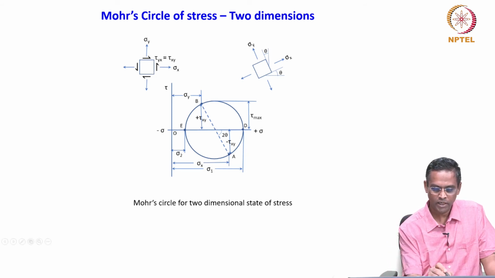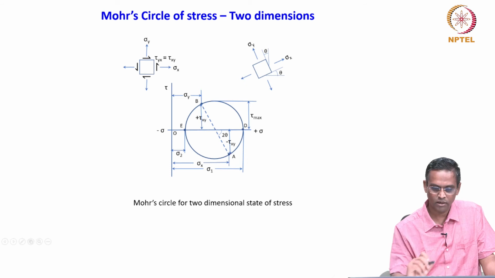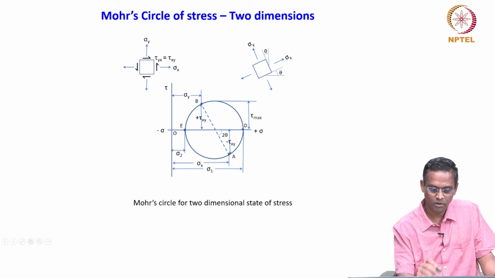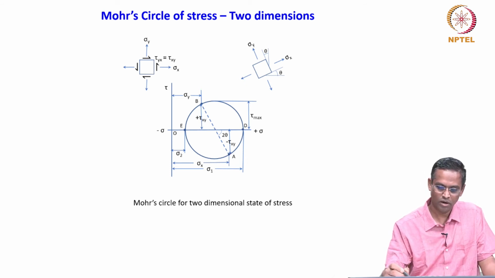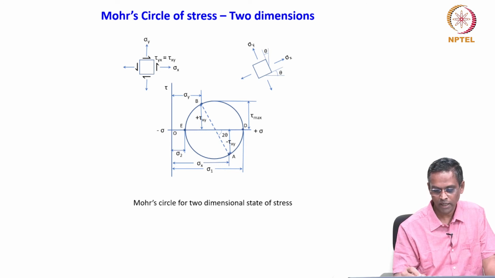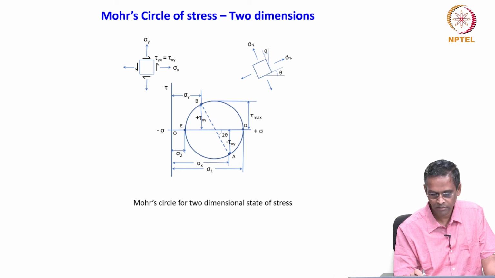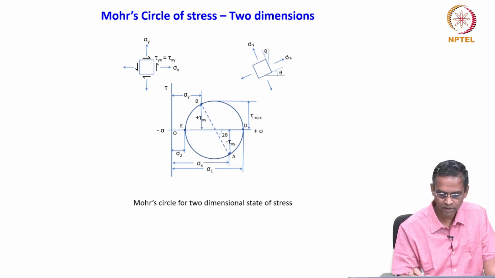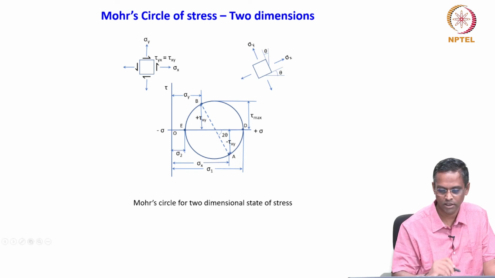But we are interested in looking at this particular sigma normal stress, which is on an arbitrary theta. This diagram is useful because it can take any angle, right? Any angle will plot here, and then you will see the corresponding normal stress and the shear stress here.